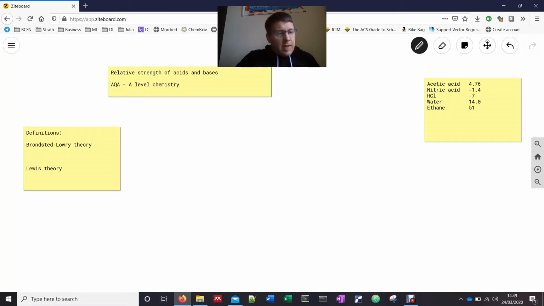On board. The first thing you need to know is that there are two definitions of acids and bases that they require you to know. First being the Bronsted-Lowry theory. This may be the one you're more familiar with coming from GCSE, that says anything that gives off a H plus ion in solution is an acid, and anything that takes one or accepts one is a base.